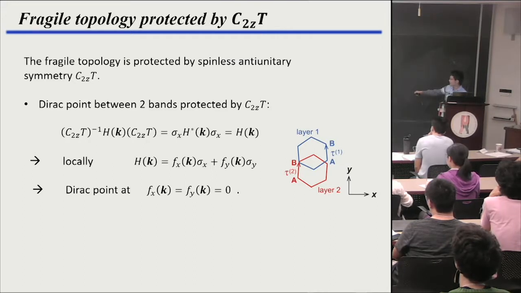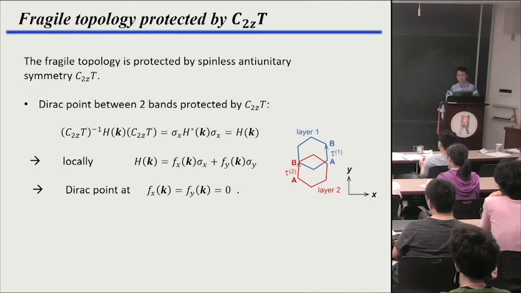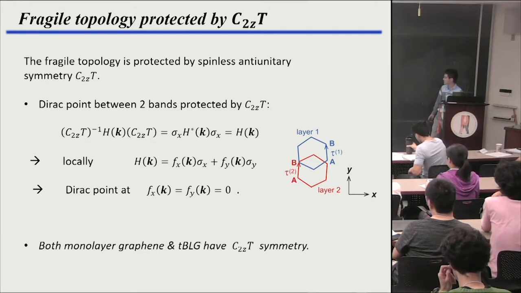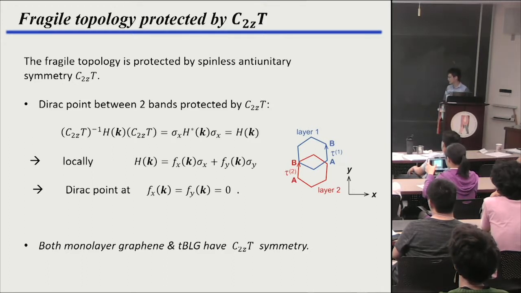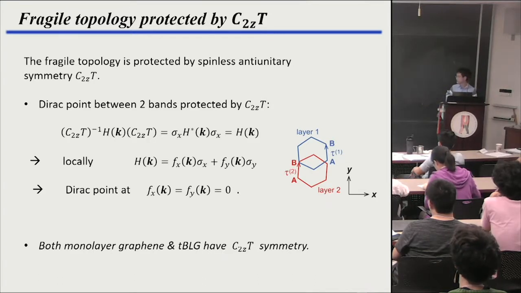So in two dimensions, you have two momenta. So you have a chance to have both coefficients be zero, and that's where the Dirac point is. And this is stable against small variations of these functions fx and fy. So that's a protection to these Dirac points. But this is not yet the fragile topology, because both the bands of monolayer graphene and twisted bilayer graphene have C2zT symmetry. So that's not surprising. In both cases, there are Dirac points.